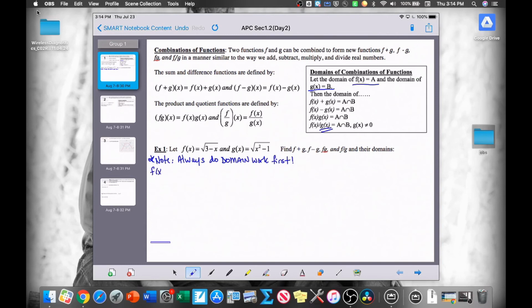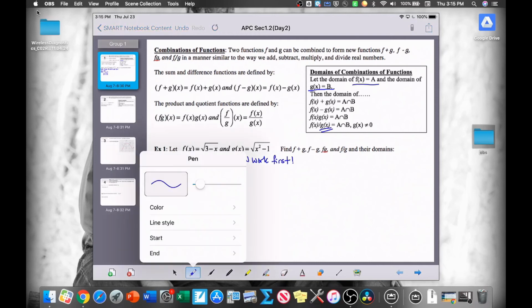Well, our f of x function is the square root of 3 minus x. Since we have an even root, we know that the domain here has to be that what's under my root, which is 3 minus x, has to stay greater than or equal to 0. And so if we were to add the x over to the other side, we would have 3 is greater than or equal to x, or if we flip that around, x is less than or equal to 3. So this is what we're going to call A, right? That's the domain of f of x.